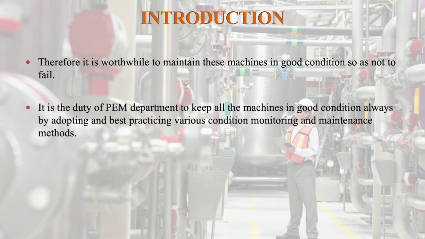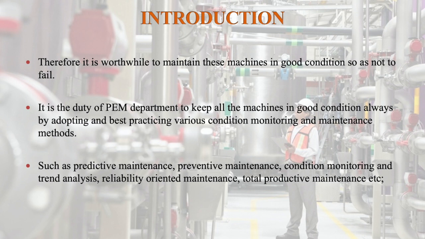It is the duty of the Plant Engineering and Management Department to keep all the machines in good condition always, by adopting and following best practices in various condition monitoring and maintenance methods such as predictive maintenance, preventive maintenance, condition monitoring and trend analysis, reliability oriented maintenance, total productive maintenance, etc.